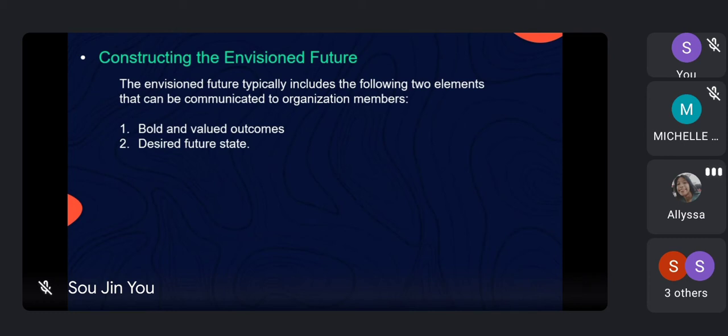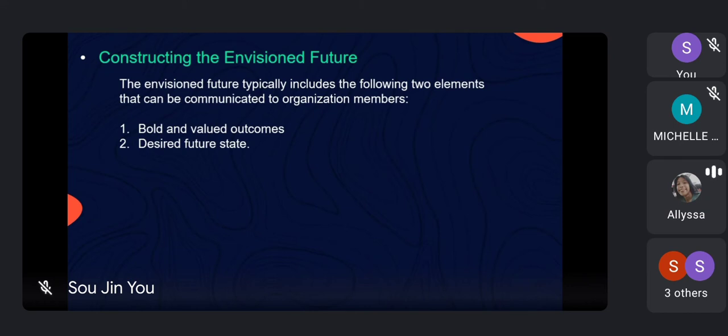Constructing the envisioned future. The envisioned future typically includes the following two elements that can be communicated to organization members. 1. Bold and valued outcomes. 2. Desired future state. So, constructing envisioned future, ano nga ba ang future? Kaya kinakailangan natin ng changes.